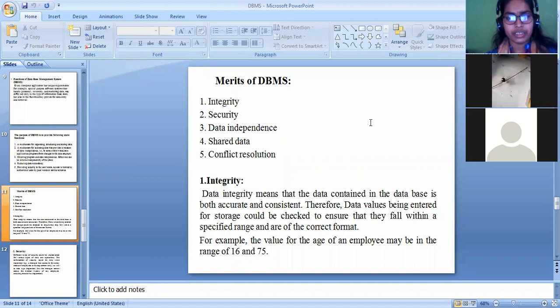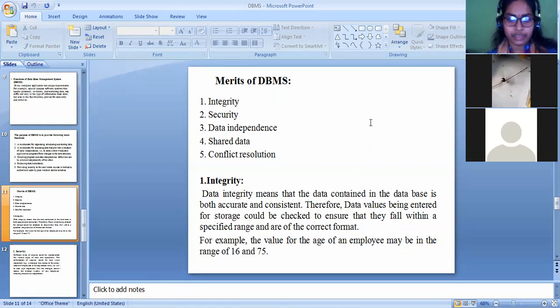Integrity means what? Data integrity means the data contained in the database is both accurate and consistent. Therefore, the data values being entered in the storage can be checked to ensure that they fall within a specific range and have the correct format. If in the database we enter text where a number is expected, it is not correct, so it cannot be integrated.